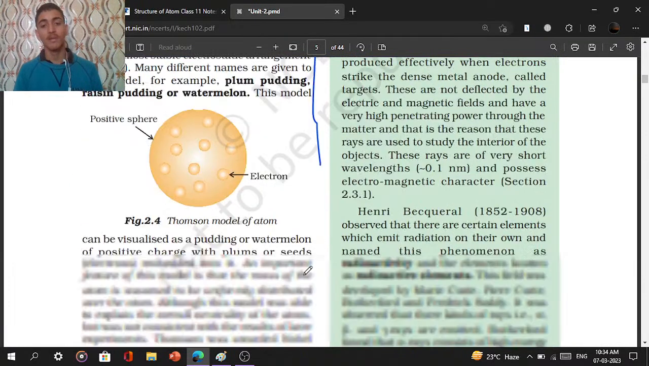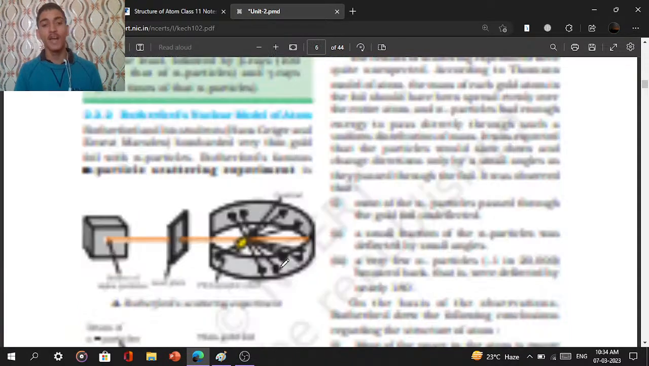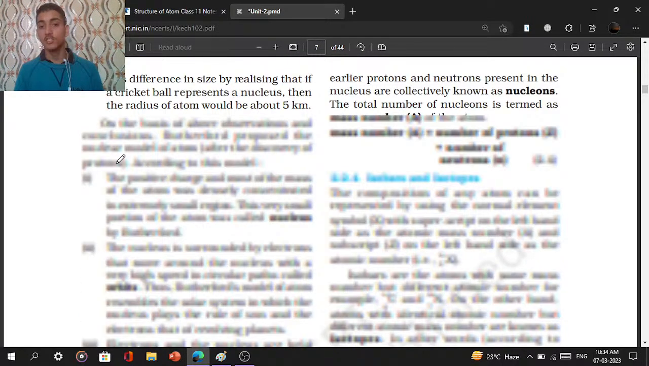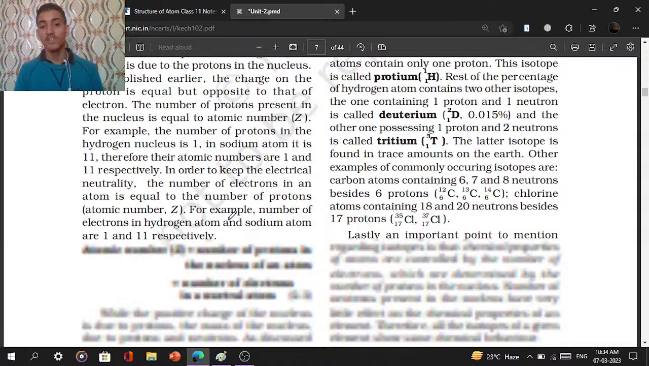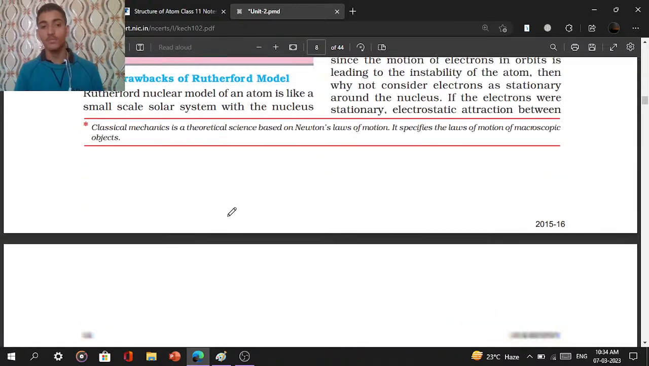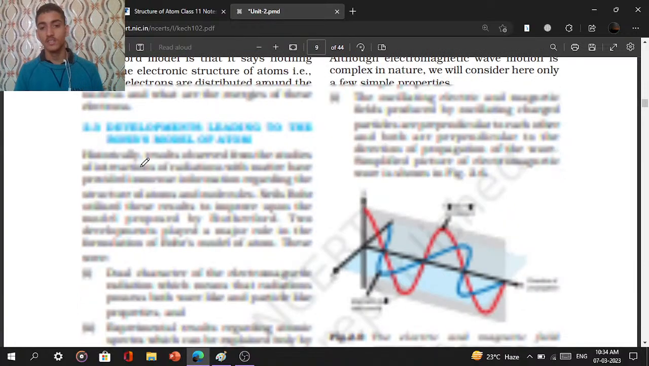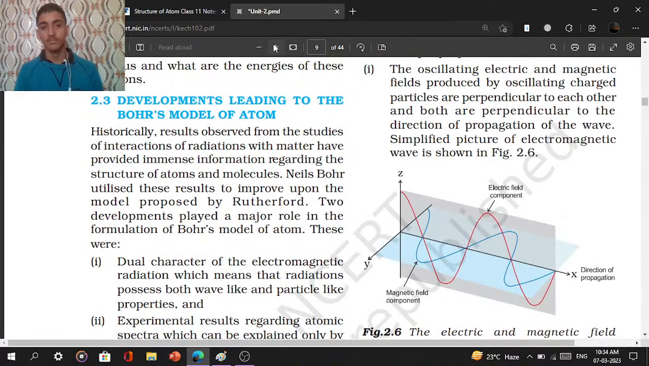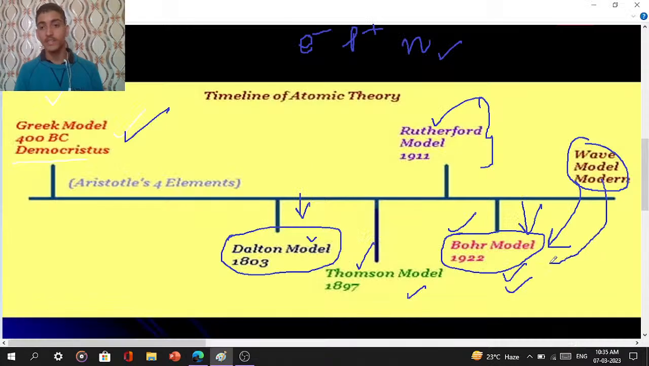We have done the plum pudding model of Thomson. Then I discussed Rutherford's model. Then isotopes, isobars, atomic number, and mass number we have discussed. Then we discussed the drawbacks. Yes, so now the development leading to Bohr's model. I told you that first we need to understand the development. We have to create some base, to see how Bohr used his brain to arrive at his model.